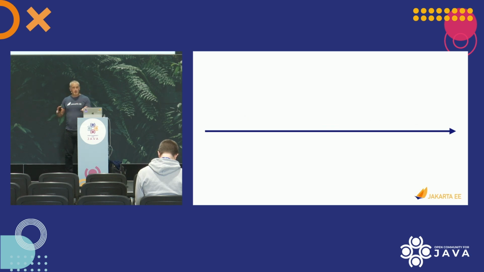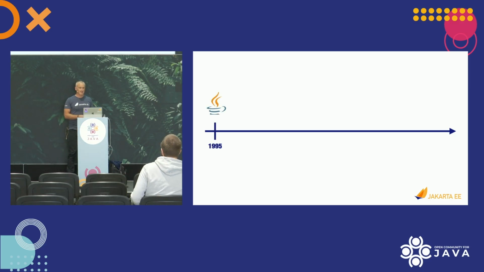But what I want to do first is just to take you through a little timeline of history. So if we start in 1995, who was born in 1995? Yeah. Or after 1995? Okay. So Java is almost 30 years old. Next year is 30 years old. So it's been around for a while.